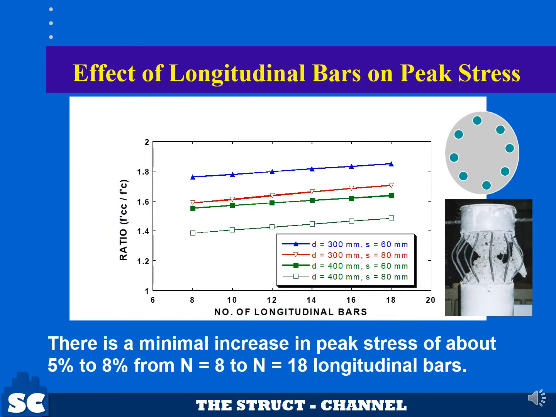The figure shows the parametric study on the effect of longitudinal bars. This figure shows the minimal effect of the longitudinal steel on the confined concrete strength of the columns. There is a minimal increase in peak stress of about 5 to 8% from n equal to 8 to n equal to 18 longitudinal bars.